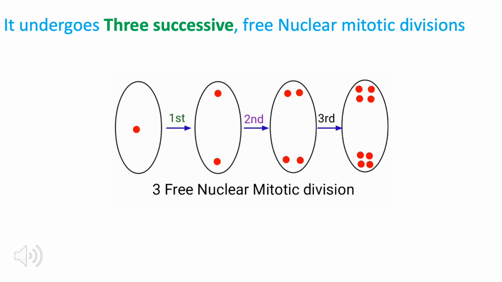First, you can see from a single cell, 2 cells are developed. In the second mitosis, from 2 cells, 4 cells are developed. And in the third stage of mitosis, from 4 cells, 8 cells are developed. And that's how the development of female gametophyte initiates.